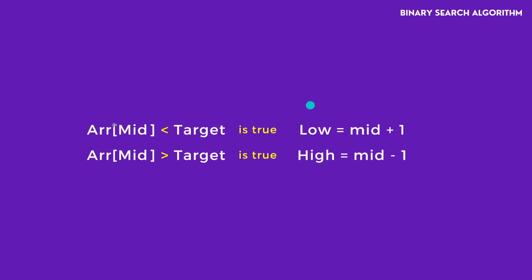Understanding? Very simple. If array of mid is less than the target, you need to apply the low. Low means negative, so you update the other side as positive. If it is greater than the target, high is equal to mid minus 1, you need to update with the minus value. So these are the three different conditions: array of mid is equal to target, array of mid is less than the target, first start with the less, and array of mid is greater than the target.